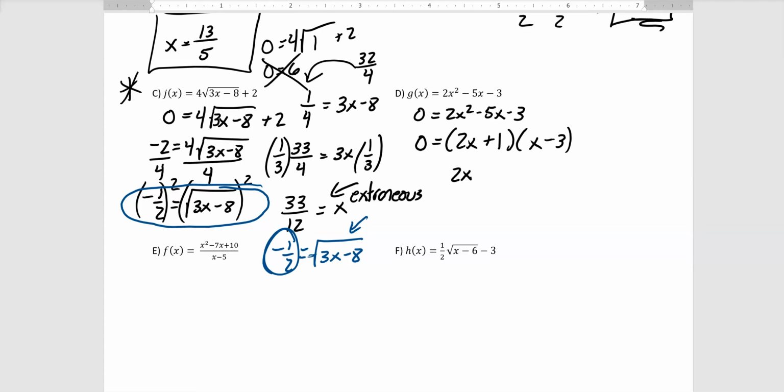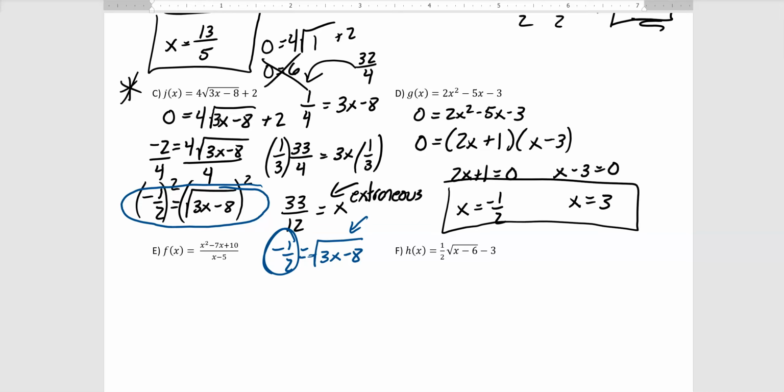So I can be sure that these factors are right. Set each of them equal to 0. So 2x plus 1 equals 0. X minus 3 equals 0. Now I'll find that x equals negative 1/2, or x equals 3. And there we go. All right, no need to check those. That domain, negative infinity to infinity for a quadratic function, so we're good there.